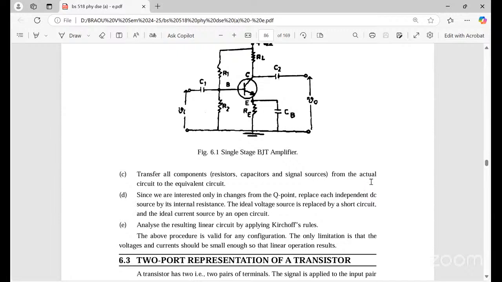So here, to transfer all components, that is resistor, capacitor, and signal source from the actual circuit to the equivalent circuit, there is a change from the Q point, and replace each independent DC source by its internal resistance. The ideal voltage source is replaced by a short circuit. Applying the Kirchhoff rules to this linear circuit.